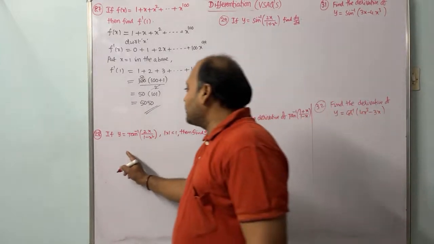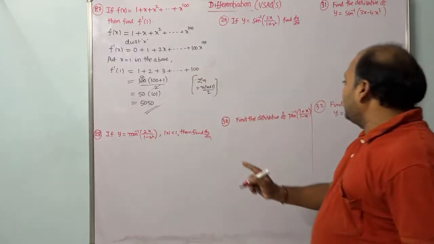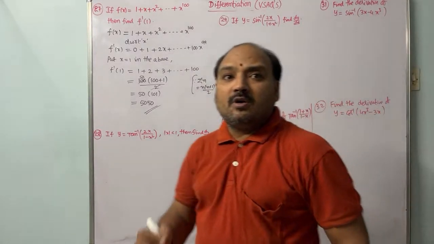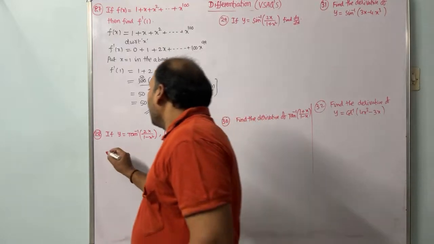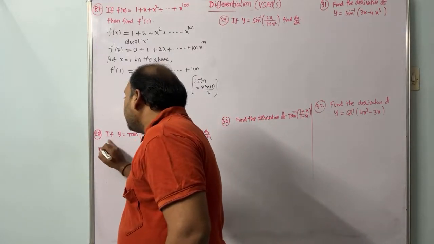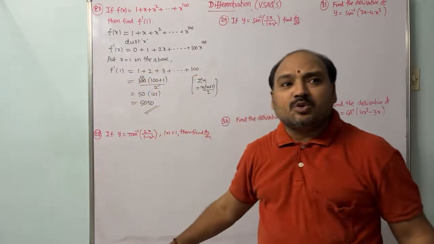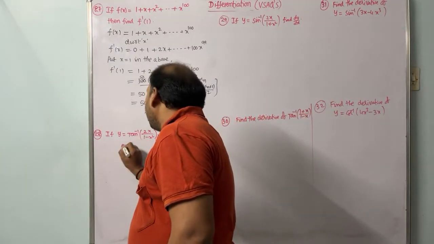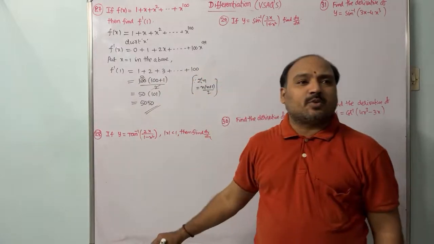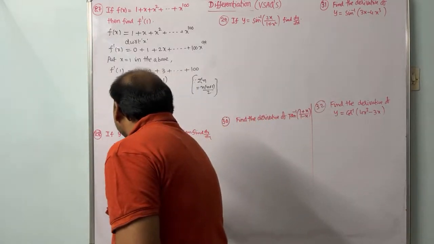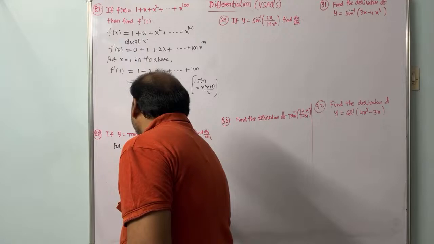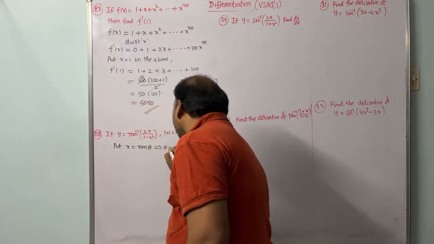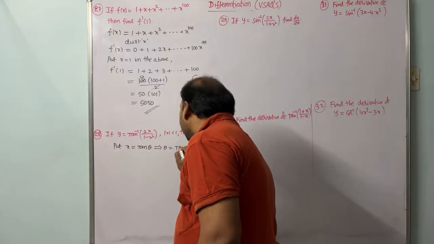If you come to question number 28, 29 and 30, both are substitution methods of differentiation. Here you can choose the right substitution to solve this type of problems, dear students. See here, y is equal to tan inverse of 2x by 1 minus x square. If we put x is equal to tan theta in this, that implies theta value is equal to tan inverse x only will come, no?